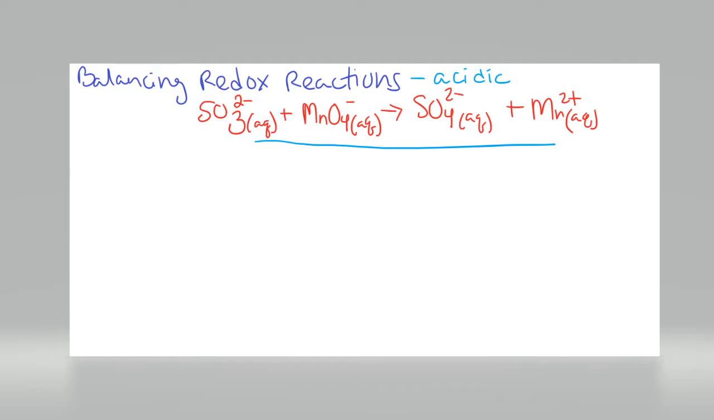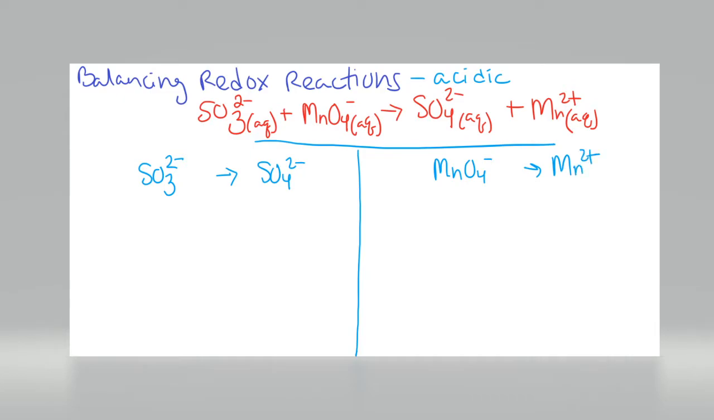So I'm seeing that SO3 2 minus is essentially going to SO4 2 minus. And then also I'm going to split this page in half. That is one half reaction on the left, and then the other half reaction we have MnO4 minus going to Mn2 plus. Okay, that's the first step, splitting up into your half reactions if it wasn't already given to you.